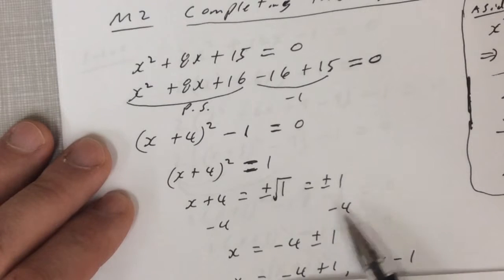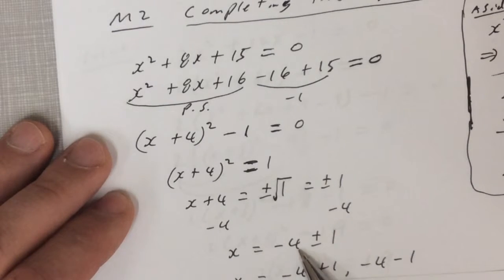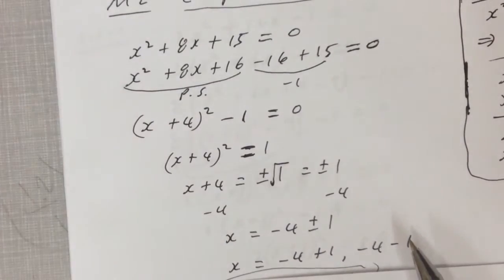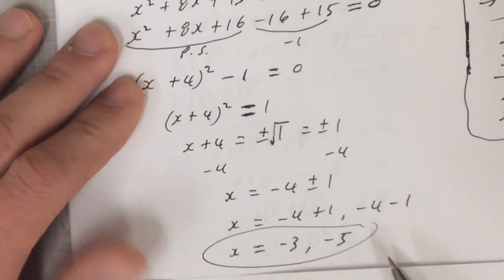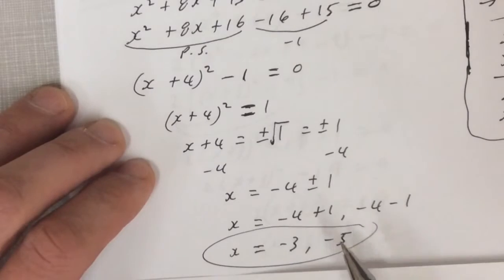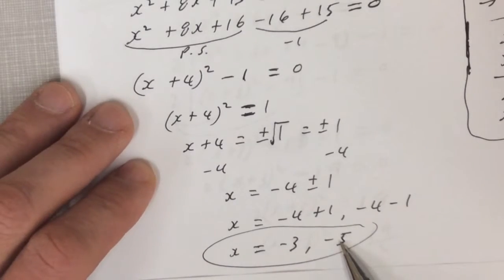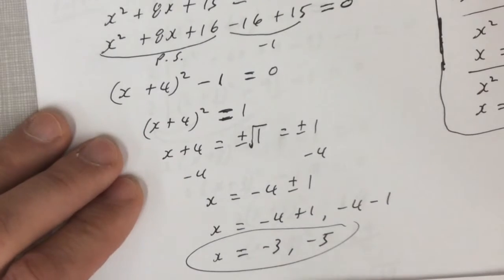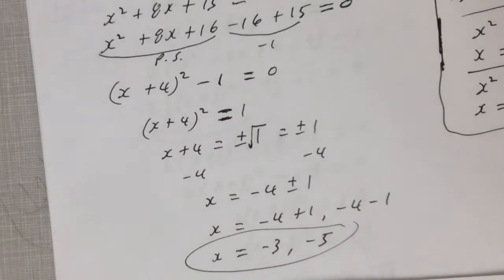Minus 4, you get x equals -4 plus or minus 1, and so -4 plus 1 is one answer, and -4 minus 1 is the other. And if we do those operations, we get x equal to -3 and x equal to -5. These are the solutions that we got when we factored, -3 and -5. So this is one example where it works.